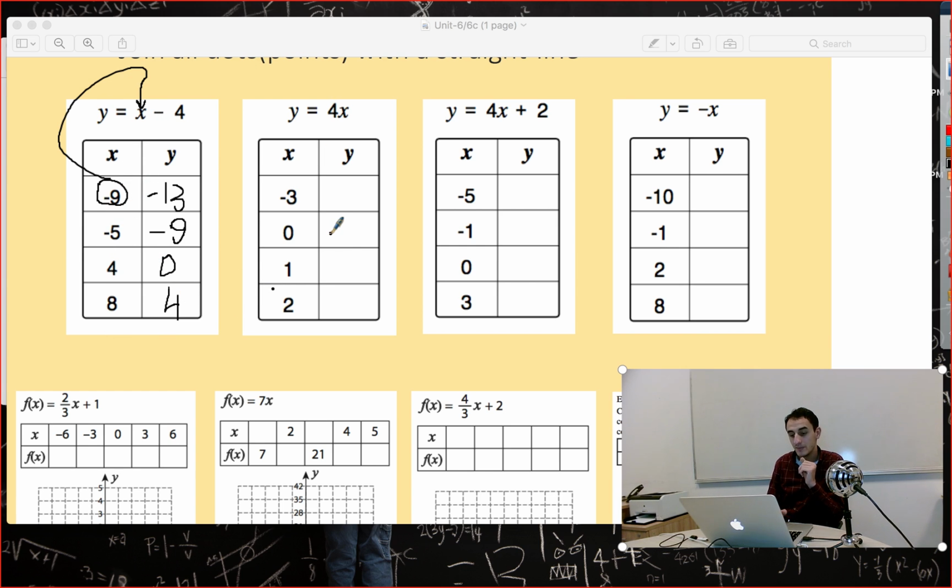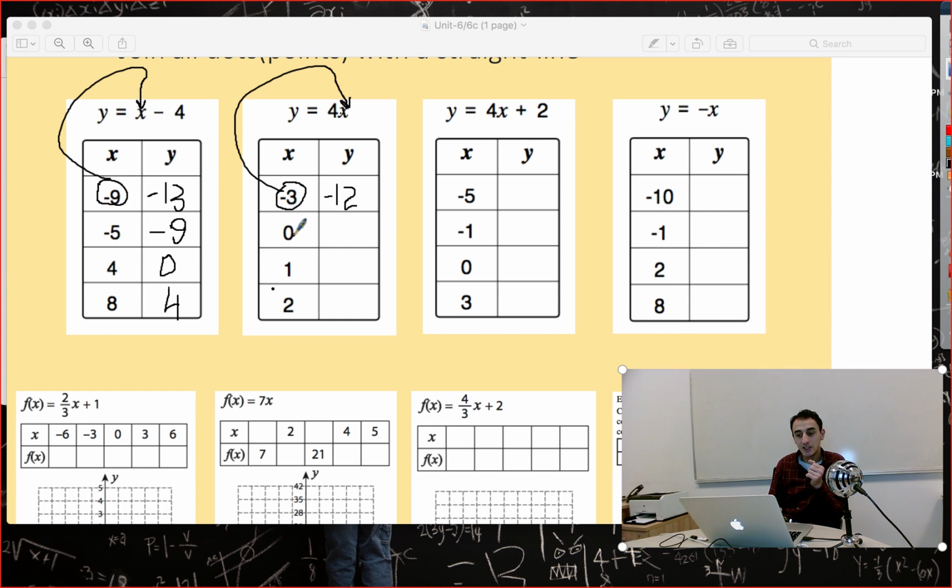So, second table. In the second table, the rule says that take the inputs and multiply the inputs by 4. Okay, we need to take, for example, negative 3 and put the negative 3 instead of x. Here we have multiplication. 4x means 4 multiplied by x. 10x means 10 multiplied by x. Okay? So, negative 3 multiplied by 4 will be negative 12. Clear?